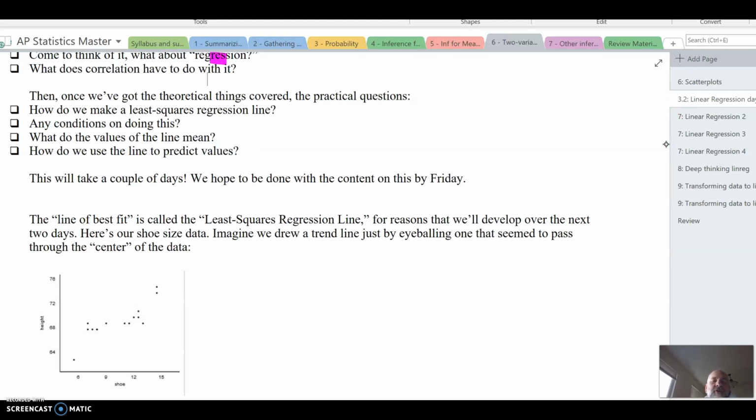so here's how we're doing it. The line of best fit is called the least squares regression line. You can see that down here, and that's the big terminology for what the line of best fit is, and we're going to explain why it's called that now.